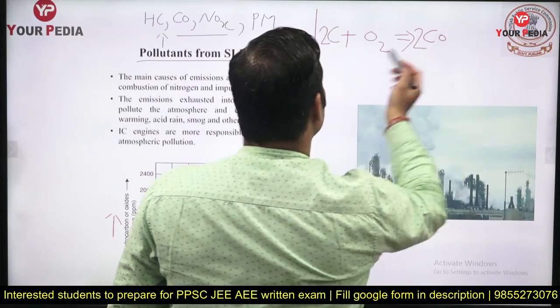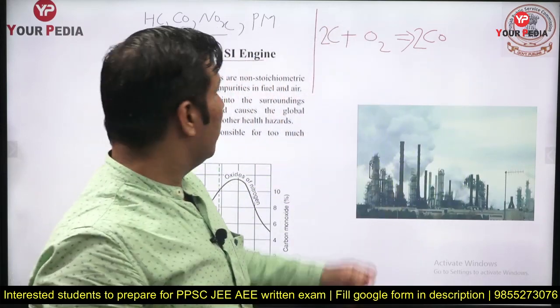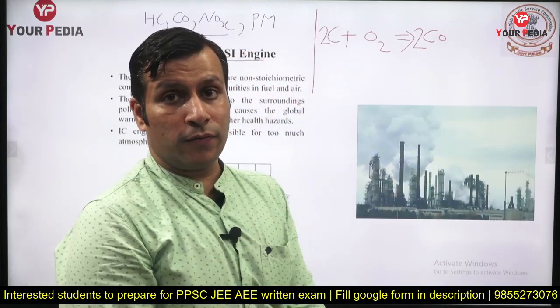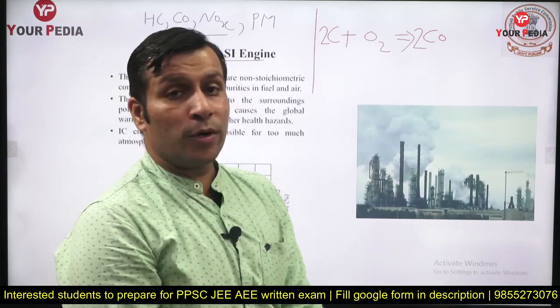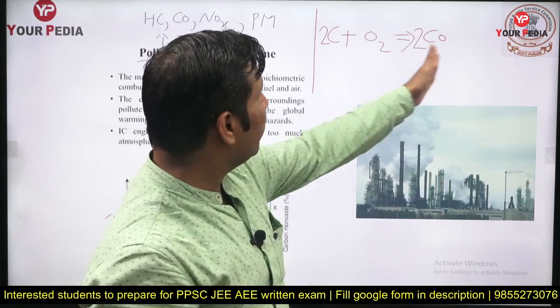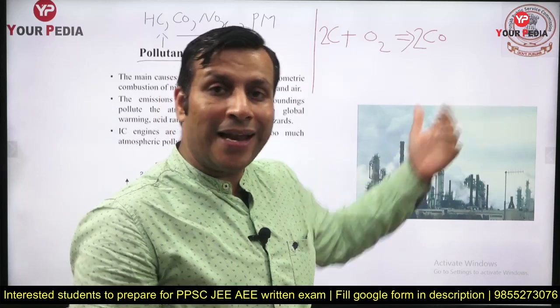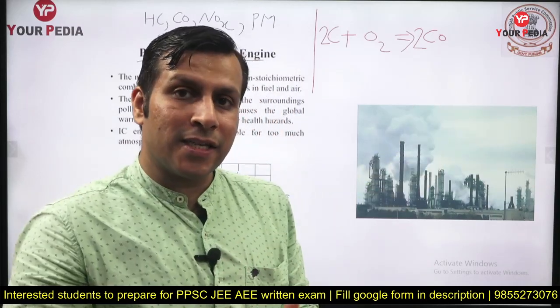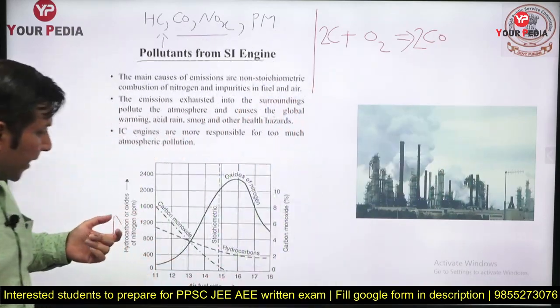Are you getting, guys? For 2 moles of carbon, you are supplying only 1 mole of oxygen. So in this kind of reaction you will get 2CO. Less air you are supplying. So guys, if less air is there, obviously it contains less oxygen, so you will have carbon monoxide emission.